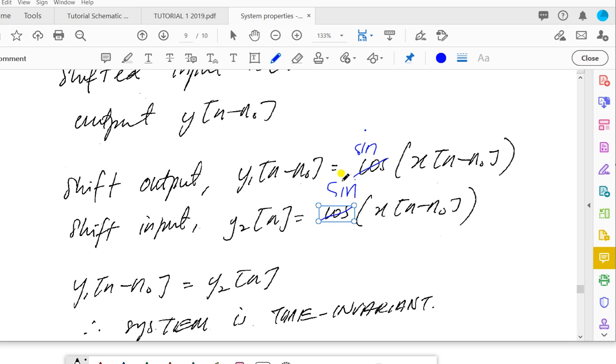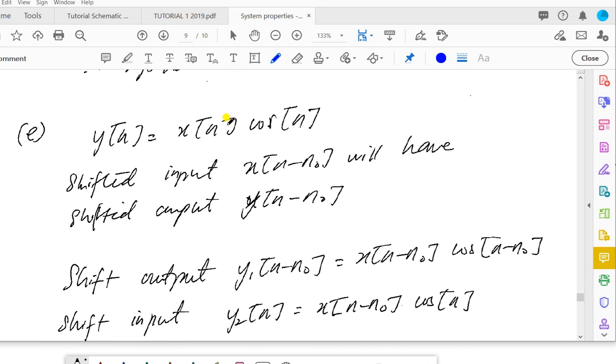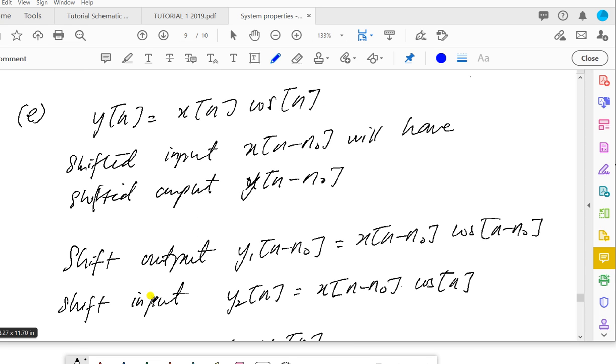Okay, no. I'm not referring to this n, okay? So this is a function, yes. It has nothing to do with shifting. Alright, so let's see this one. Okay, for this one, this is xn and cos n. Alright, so shift output means that you shift all that is n. Okay, all that is n, you must shift.